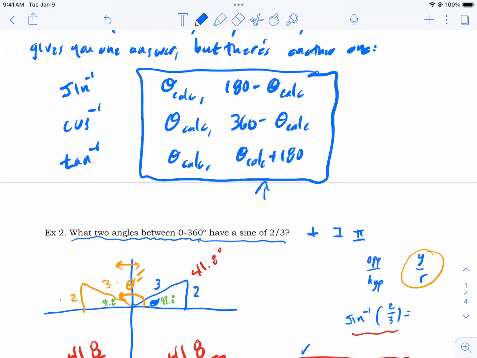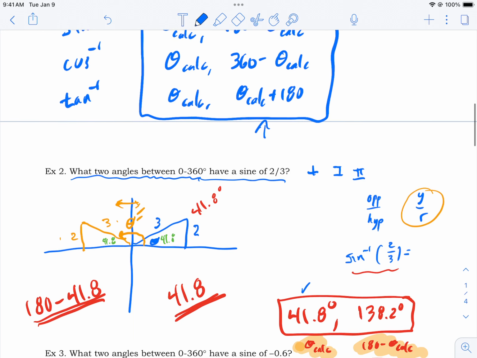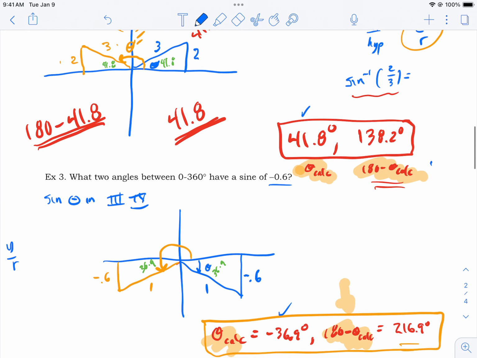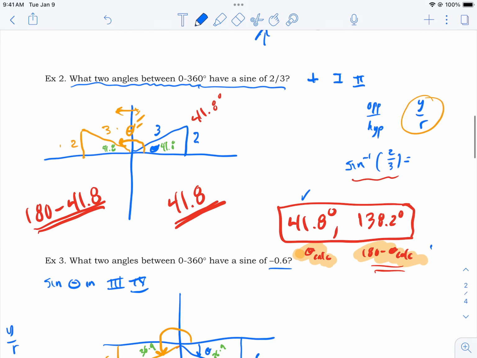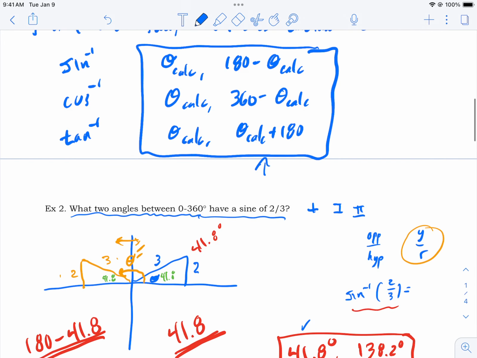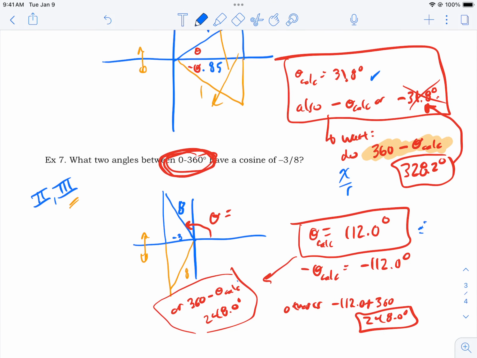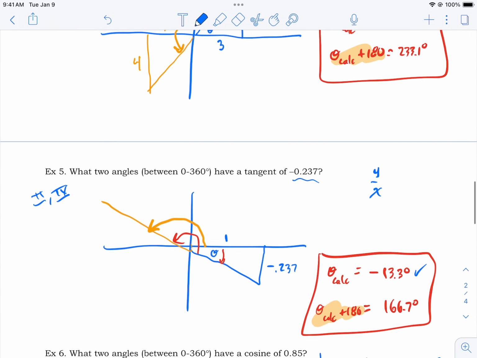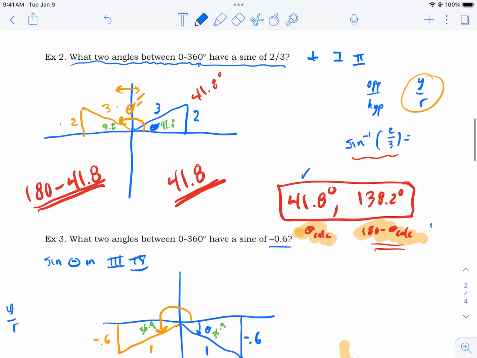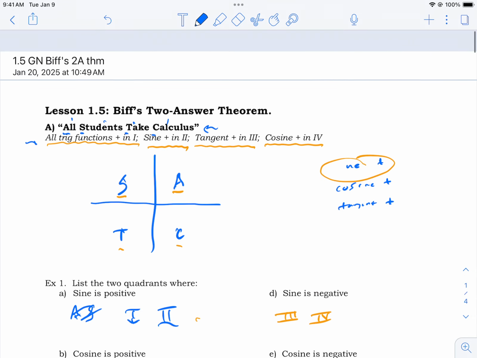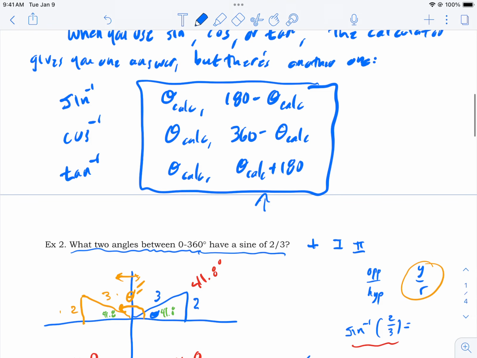Now I'm just going to triple check that I'm doing this right. So for sine, 180 minus theta calculator, that's what I did, right? That's what I ended up with, 180 minus theta calculator. For cosine, 360 minus, that would be down here. 360 minus, right? That's what I did there. Yep, that's what I did there. And then for tangent, I don't have to verify it, I know this. For tangent, you go theta calc or theta calc plus 180.